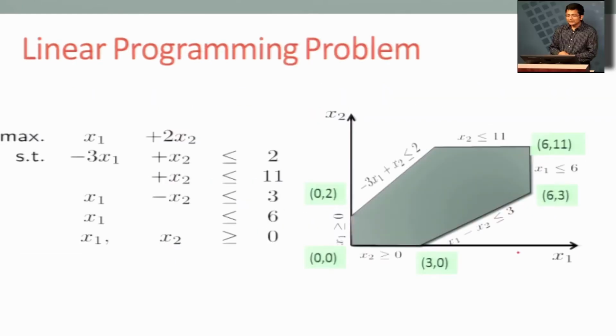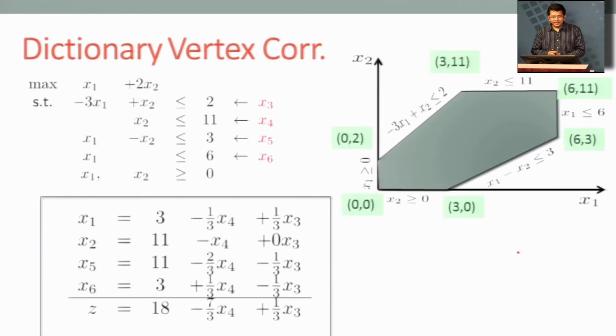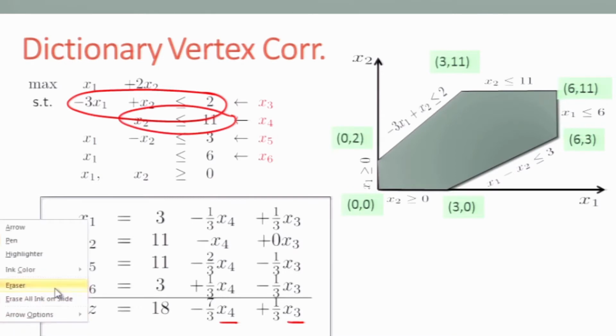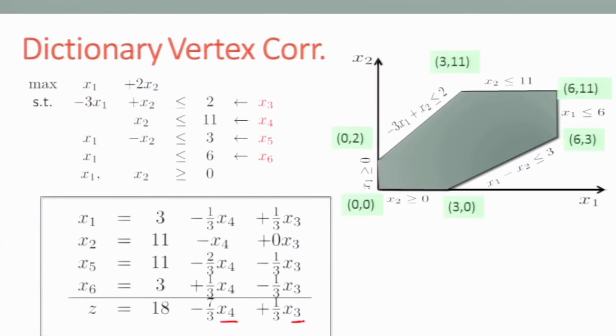So here is our favorite linear programming problem once again. Let me, without much further ado, take this problem and look at a dictionary of this problem. In this dictionary, x4 and x3, which are the slack variables corresponding to the first two constraints, are going to be non-basic. And the other four, x1, x2, x5, and x6, are going to be basic.